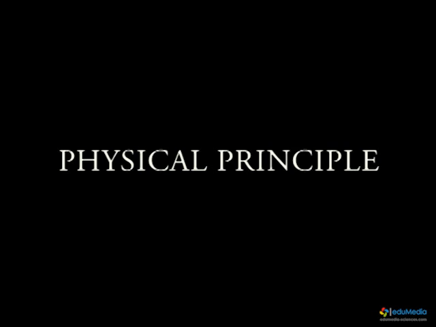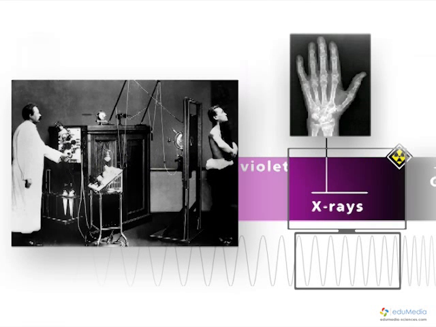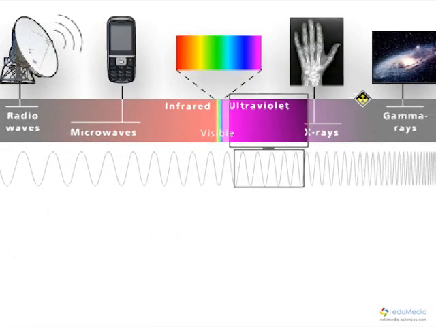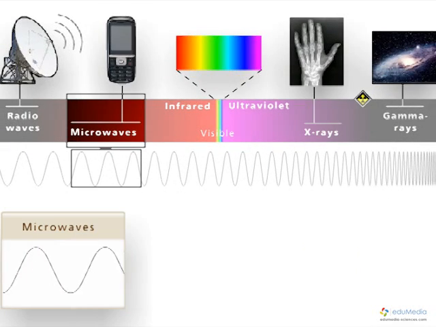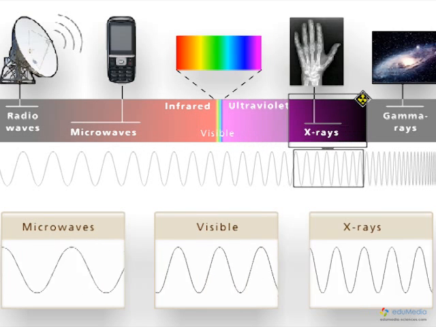Radiography is based on the use of X-rays. These rays were discovered at the end of the 19th century. They are a form of electromagnetic wave, much like the microwaves used in portable cell phones, or the light that we perceive with our eyes. The sole difference is their frequency.